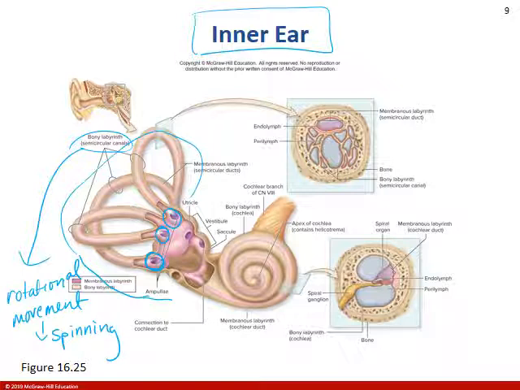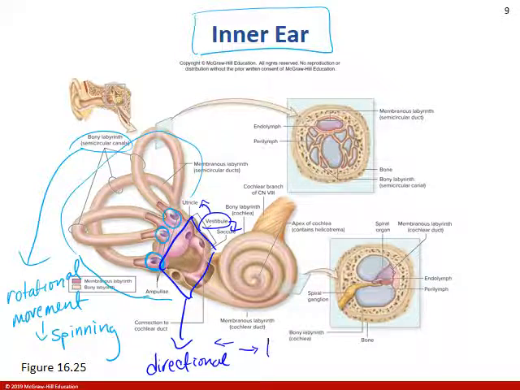Then we have here the vestibule. And the vestibule has areas called the utricle and the saccule, and these are going to have to do more with directional movement. And what do I mean by that? I'm talking about forwards and backwards, or up and down.